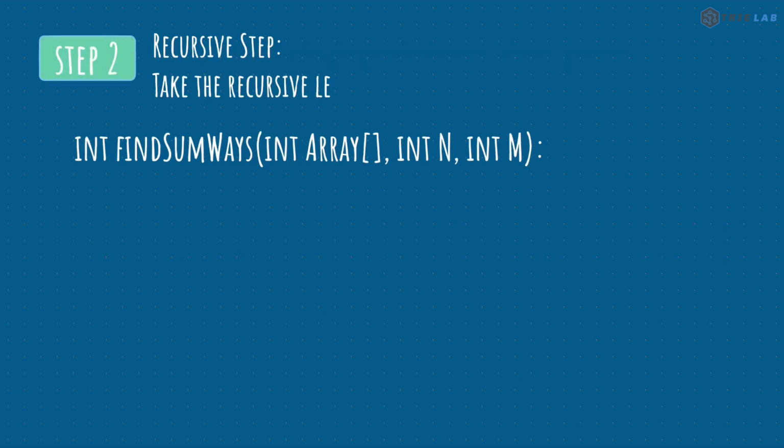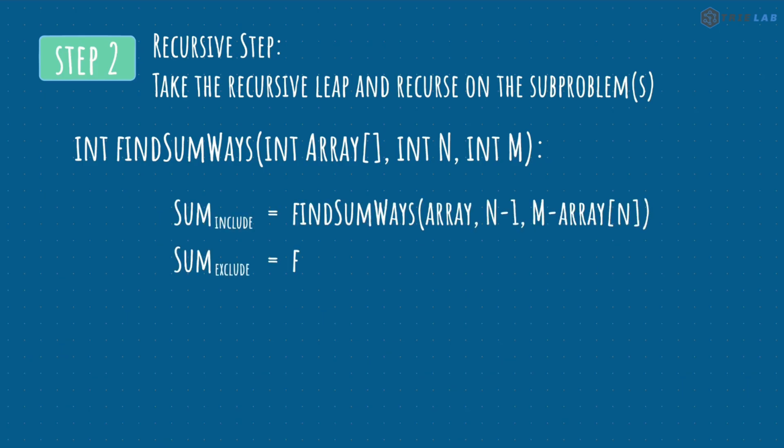Moving on to step 2, or the recursive step, where we take the recursive leap of faith to recurse onto the subproblems identified. So we will either include n and recurse with sum as m minus n with n minus 1 elements remaining, or we can exclude n and find possible ways to sum up to m using n minus 1 elements.